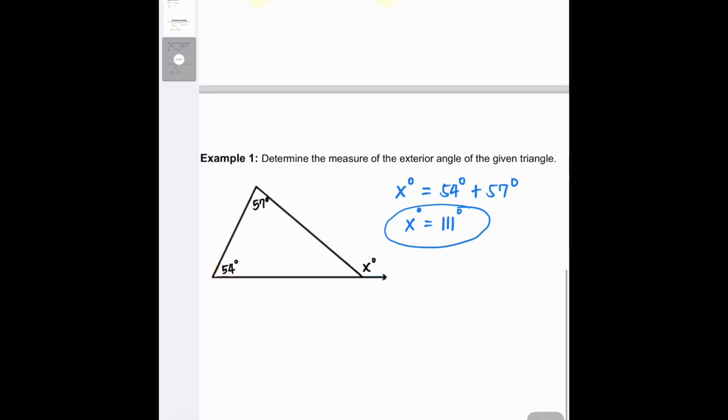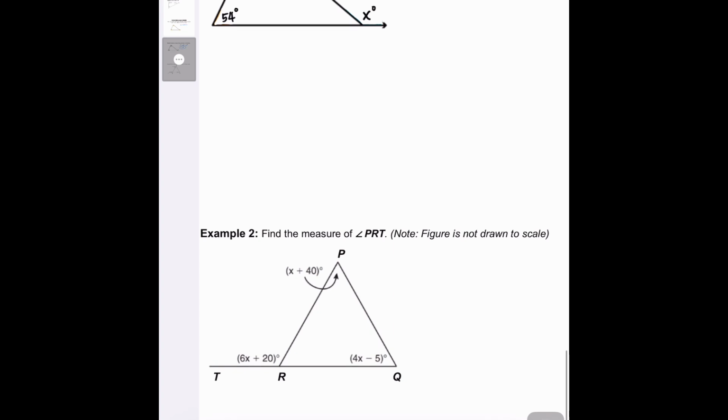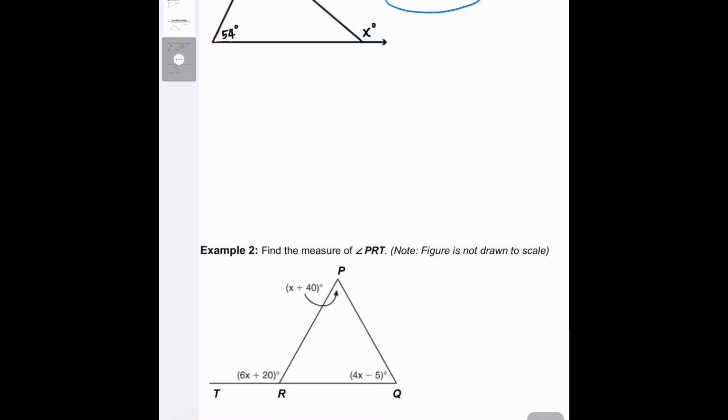Example number 2. Find the measure of angle PRT. Note that the figure is not drawn to scale. From this diagram, we can see that the exterior angle is angle PRT. We were given this figure where the triangle is triangle PQR. Since this side is extended, forming the exterior angle PRT, we can still apply the concept of the exterior angle theorem.